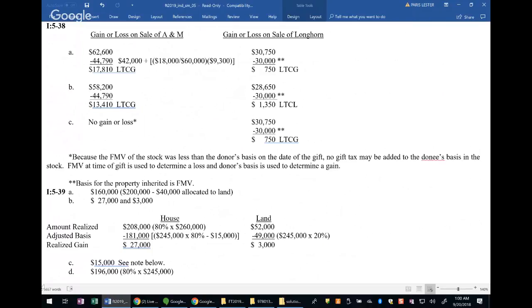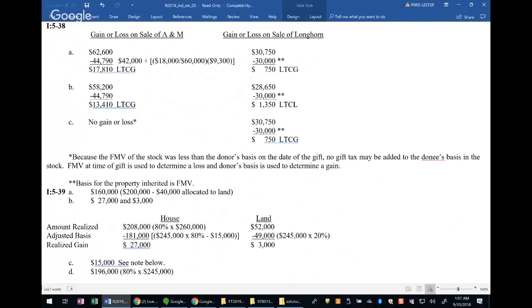If she claims depreciation of 15,000 and sells the property 6 years later for 260, 20% allocated to land. All right, what is 20% of 260? Subtract, 80% is building. She sells it for 260, right? The base of your building was 80% of 245 minus depreciation. So that left you 181. So her realized gain is 27 on the house.